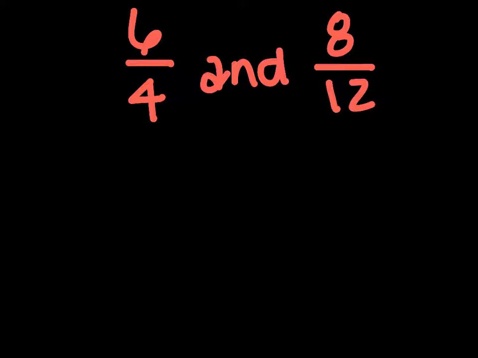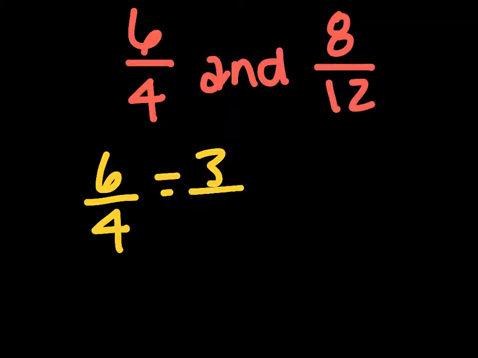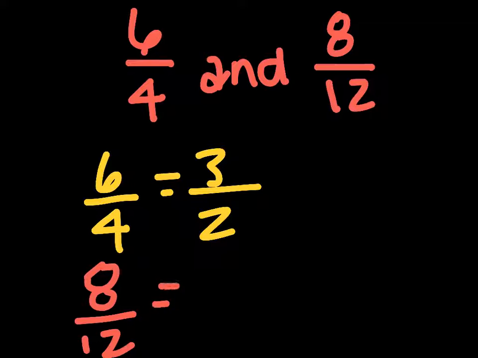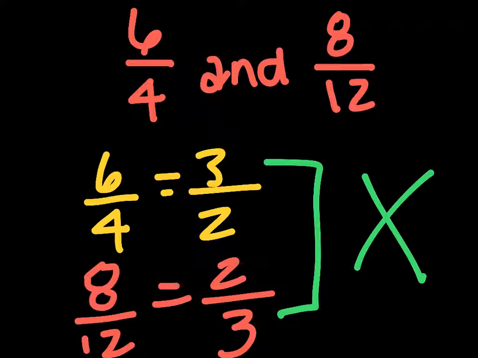Alright, 6 over 4. I think 2, because 2 times 3 is 6. So 6 divided by 2 is 3. 4 divided by 2 is 2. And then 8 over 12, I think 4. Because 4 times 2 is 8, and 4 times 3 is 12. So 8 over 12 divided by 4 is 2 over 3. Okay, they look alike because they have the same numbers, but they are not the same because 3 over 2 and 2 over 3, one's an improper fraction, one is not. So these are not proportional either.